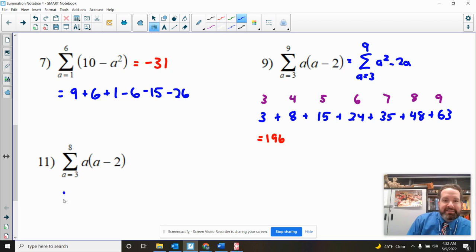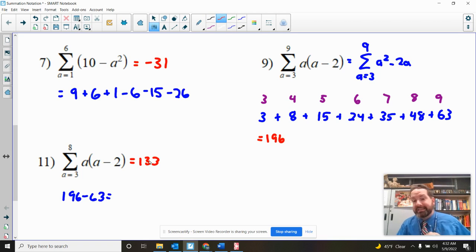the 196, take off that last term that we didn't want. So 196 minus 63 is going to get me 133. Now, it's not a bad idea just for practice to actually go through, make sure you get these same numbers again, add them up. But however you get to this 133 is okay by me.